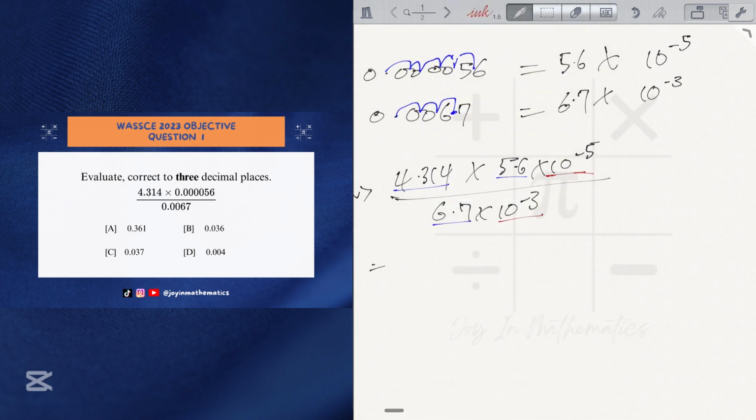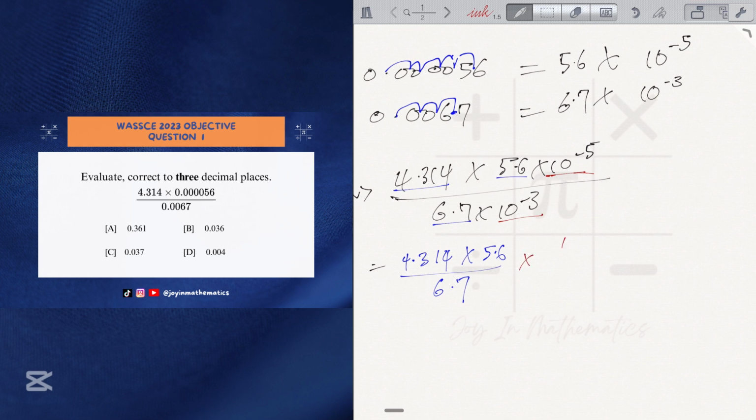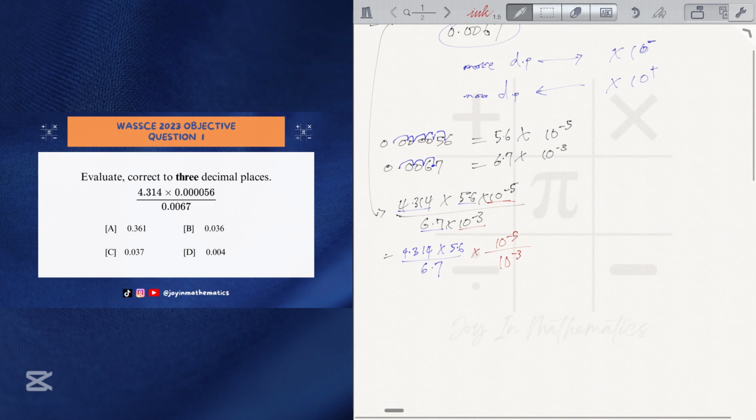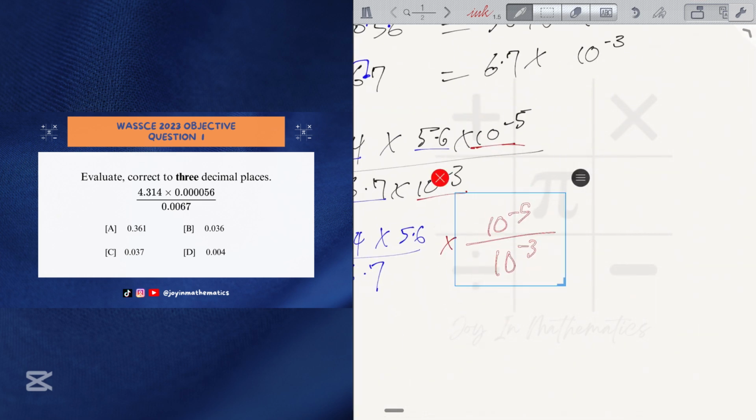So let's begin with the numbers. So we have 4.314 multiplied by 5.6 divided by 6.7, and then we'll multiply by 10 raised to the power of minus 5 divided by 10 raised to the power of minus 3. Now we see something interesting here. We see indices being played out here.